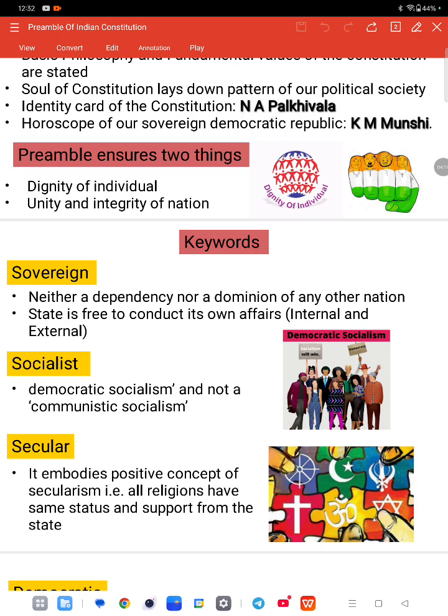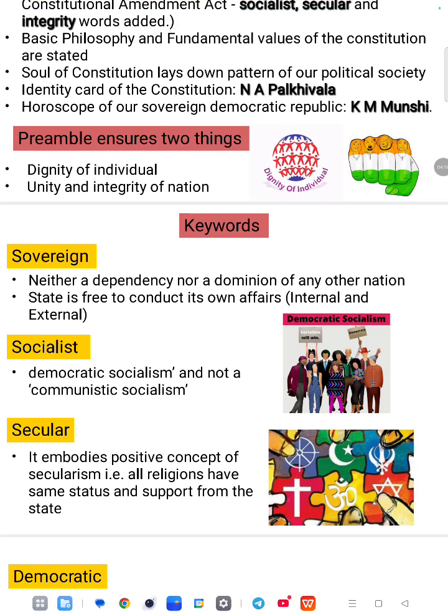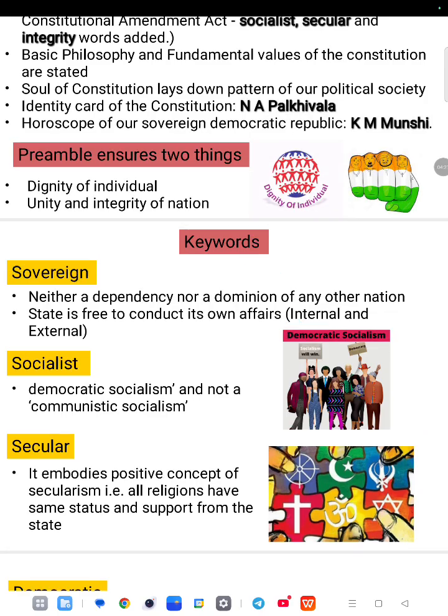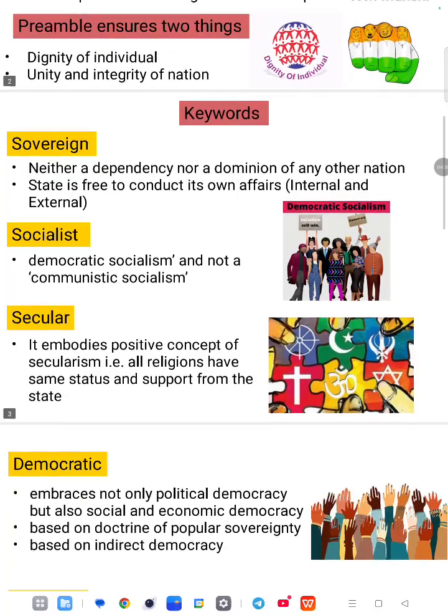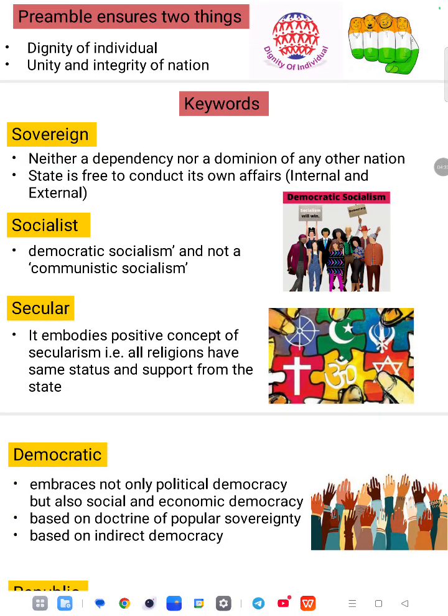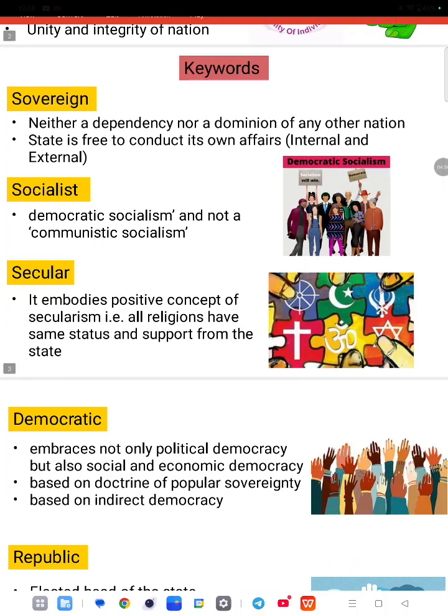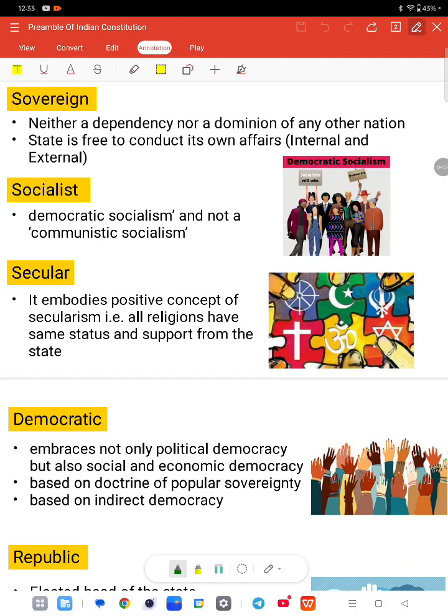Basically, Palkhivala called it the identity card and horoscope of our sovereign democratic republic. The preamble ensures two things basically: the dignity of the individual and the unity and integrity of the nation. If we talk about the keywords, sovereign means neither a dependency nor a dominion of any other nation. So we are sovereign, we do not depend on anything. A state is free to conduct its own affairs, whether internal or external.